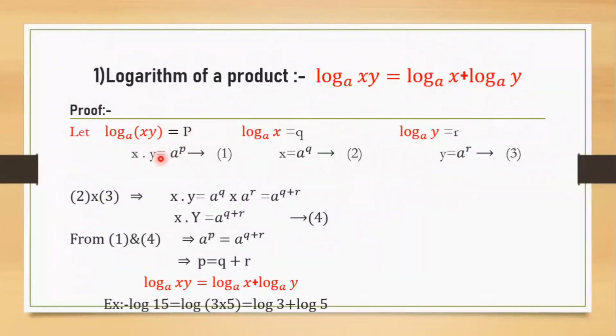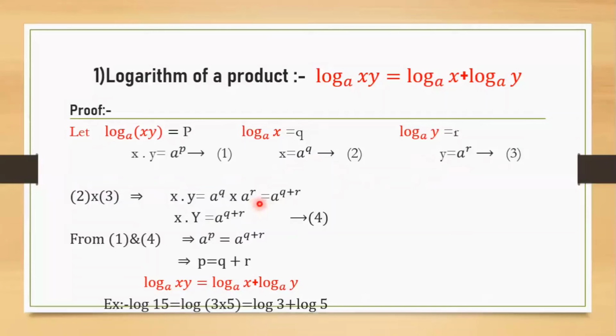After writing it into exponential forms, x into y equal to a to the power of p, x equal to a to the power of q, y equal to a to the power of r. Consider it is a first equation, second and third equations. After multiplying second equation by the third equation, it is equal to x into y equal to a to the power of q into a to the power of r.